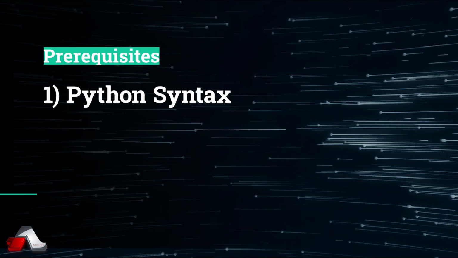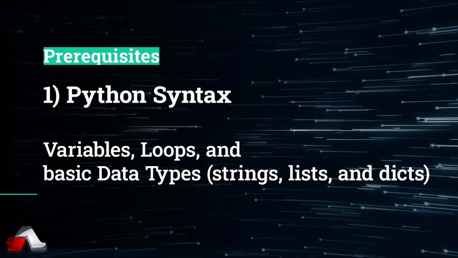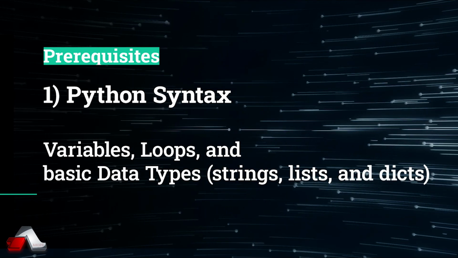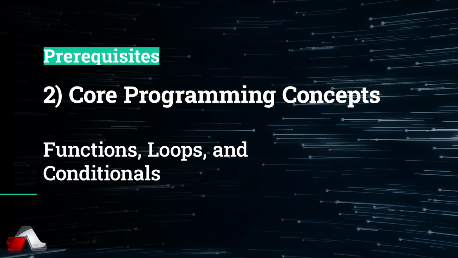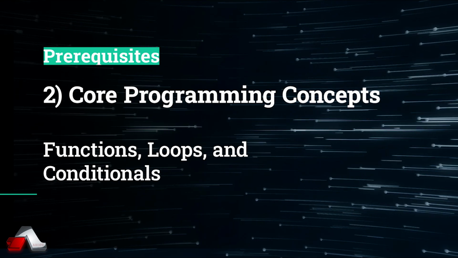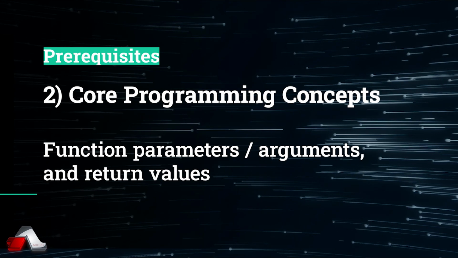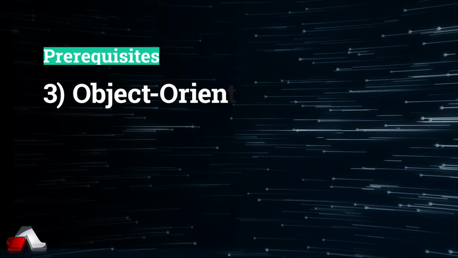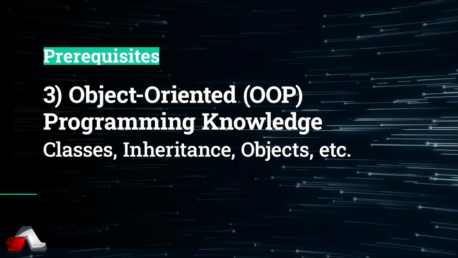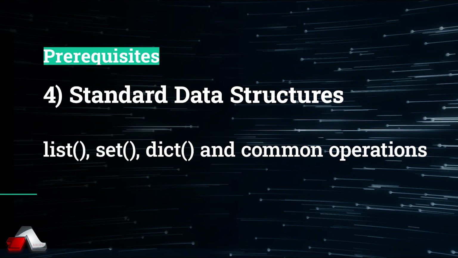The course assumes familiarity with Python syntax, including variables, loops, and basic data types such as strings, lists, and dictionaries. You'll also be expected to have an understanding of core programming concepts such as functions, loops, and conditionals, as well as defining and using functions in Python, including the use of parameters, arguments, and return values. Now, although the course focuses on functional programming, a foundational knowledge of Python's object-oriented features is beneficial for your progress in this course.